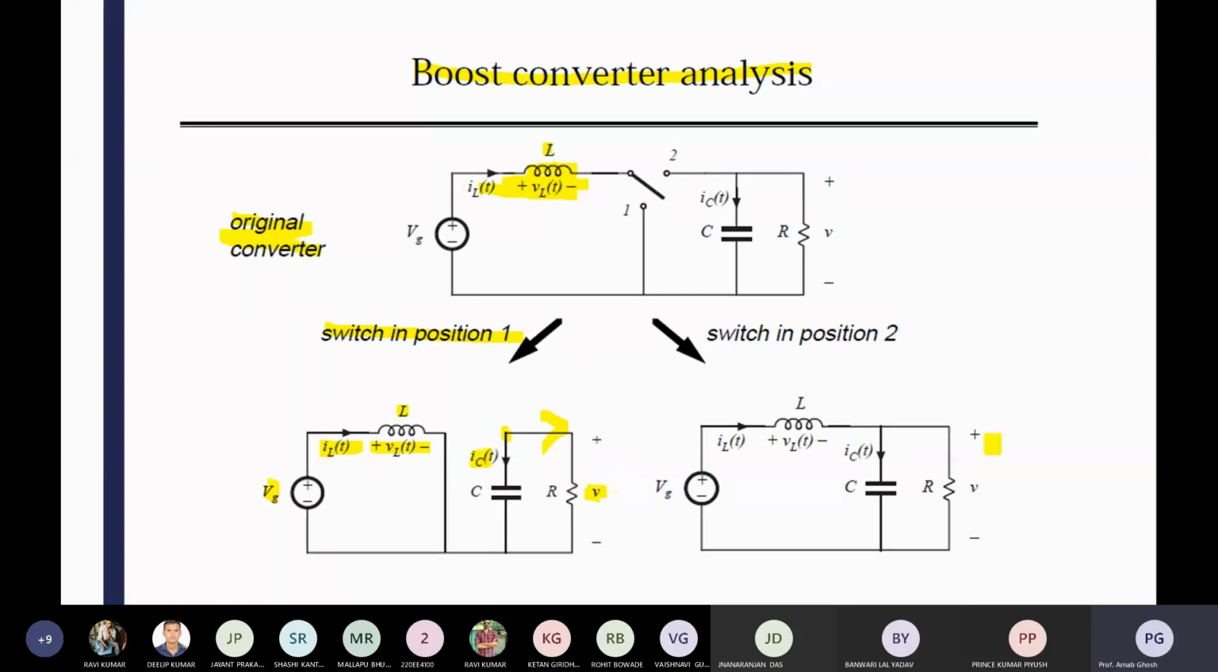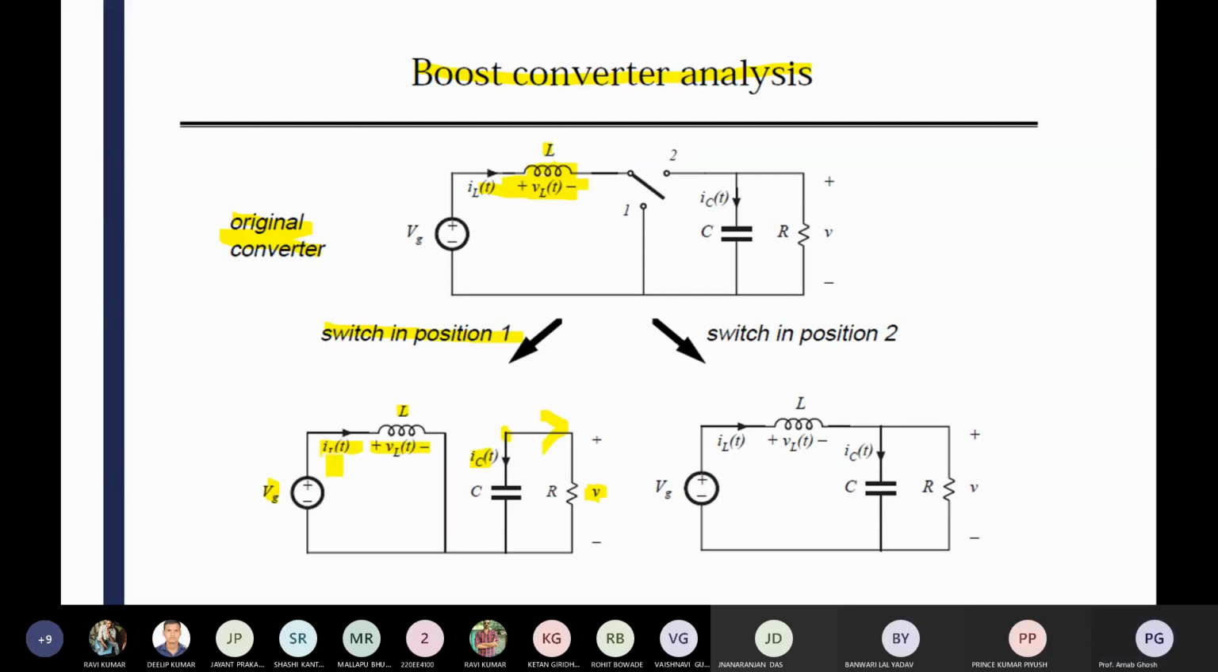In the second case, what happened? The same thing is there, but the total current IL equals IC plus I0. So what is the value of IC? IC equals IL minus I0. That should be there. So the first one is discharging of the capacitor, and the second case is charging of the capacitor.